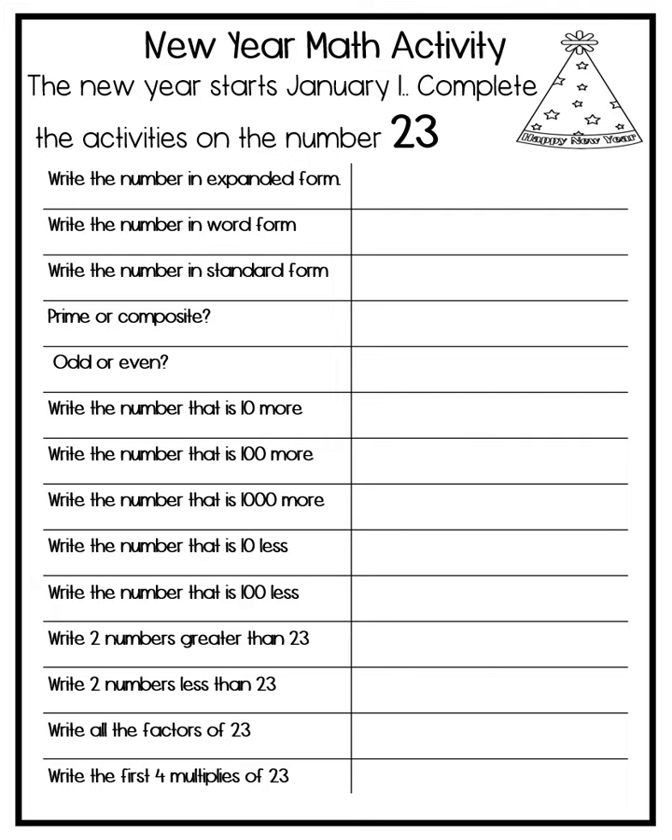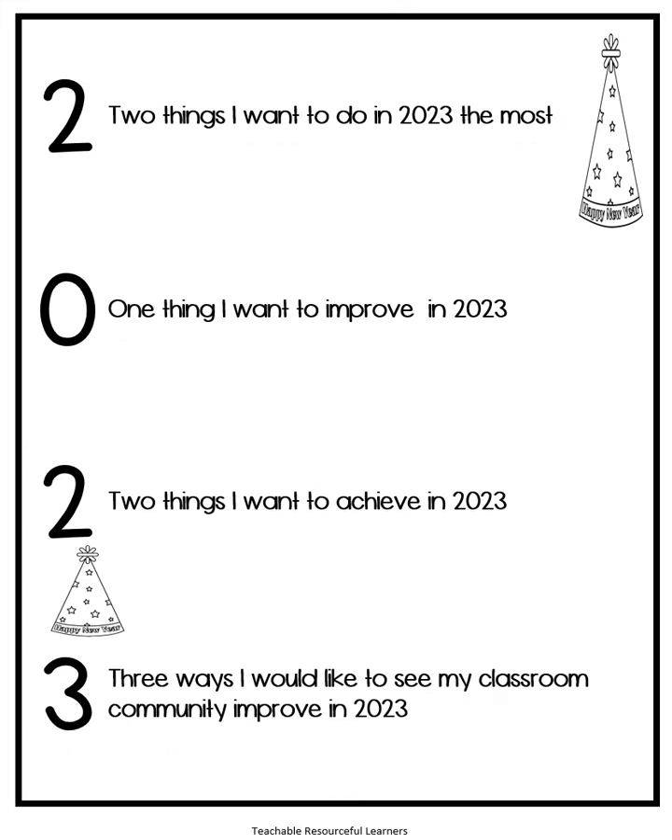Also, for our younger students who might not be working with 4-digit numbers, we use the 2 digits at the end, 23, and there are different activities, and some are the same as the first one. So you have 2 math activities that you can do.